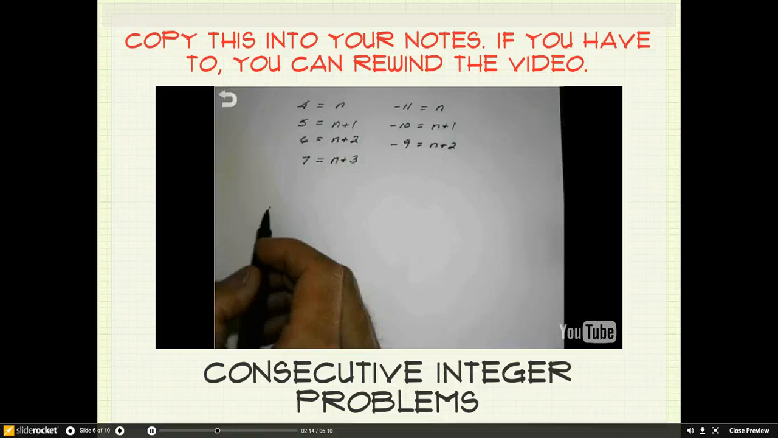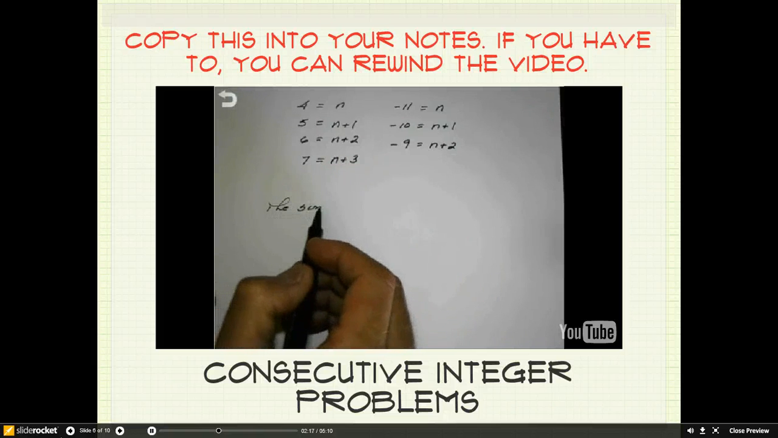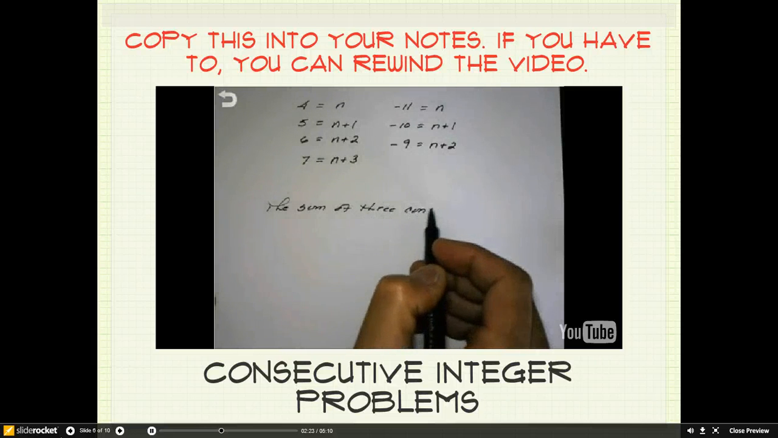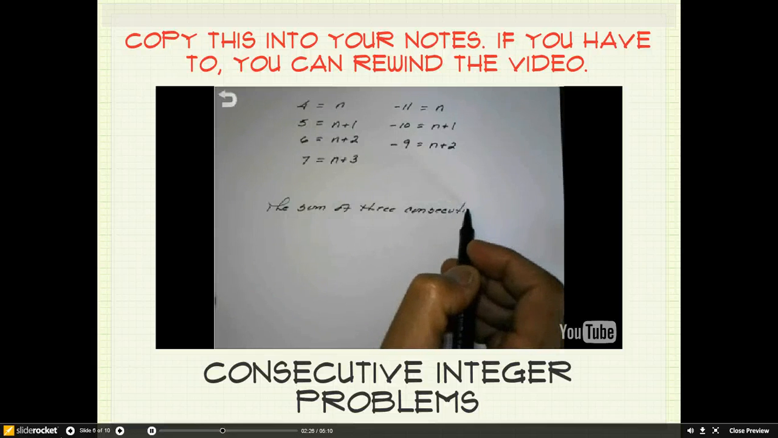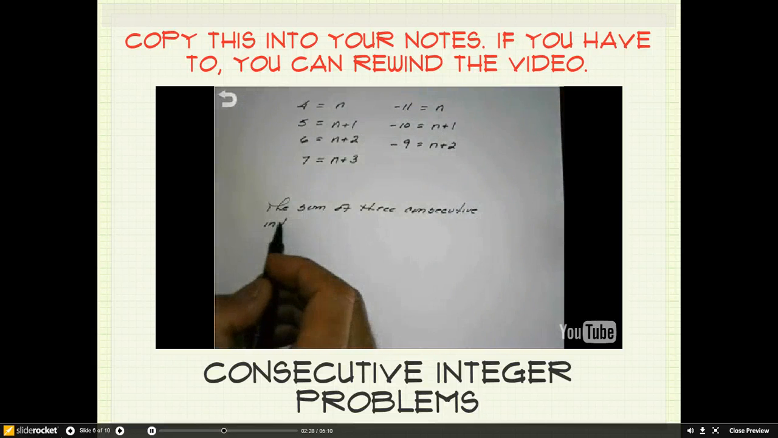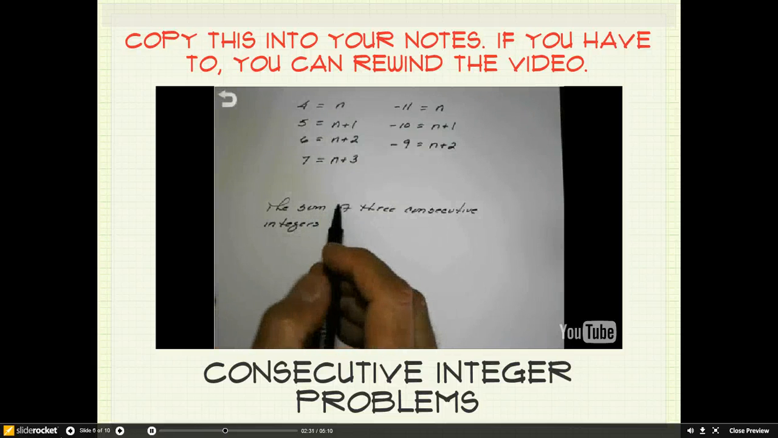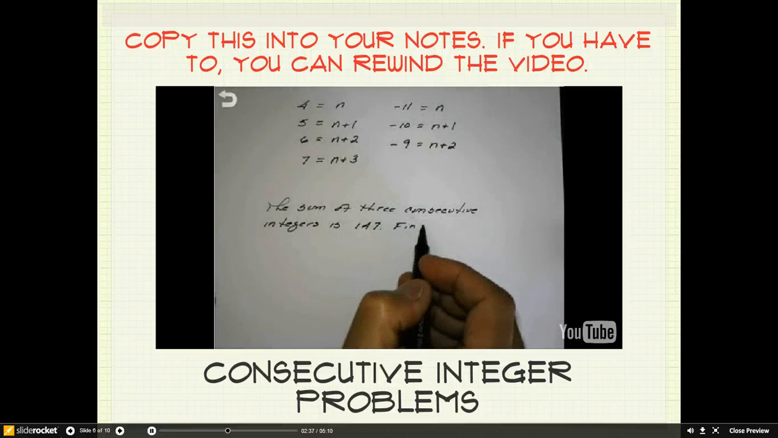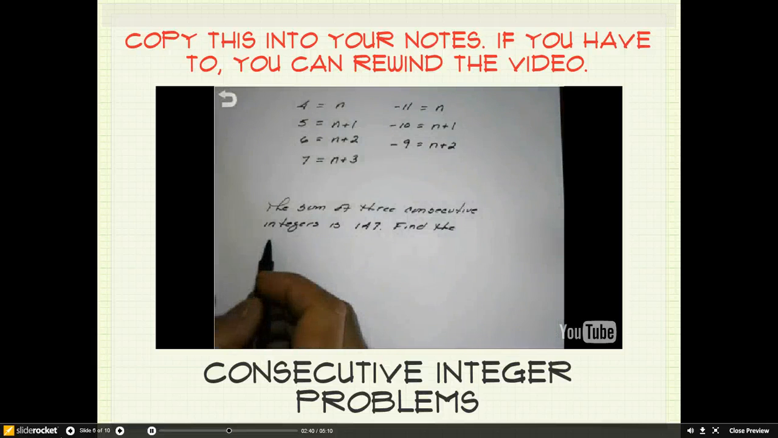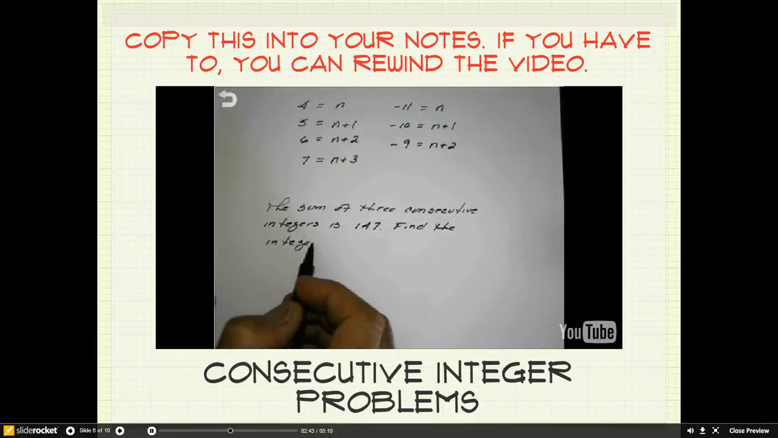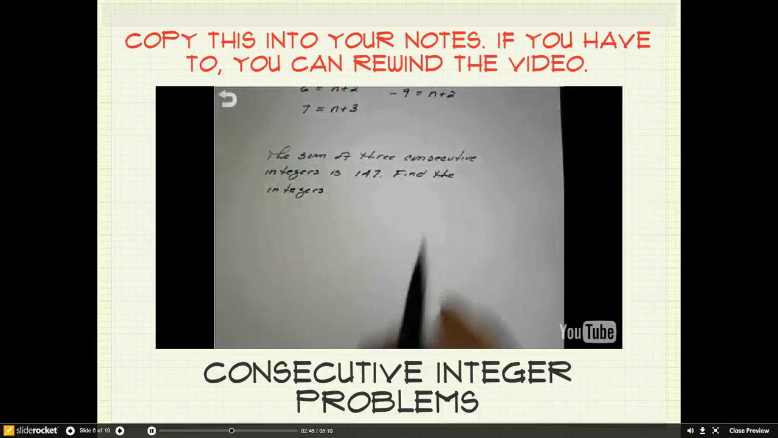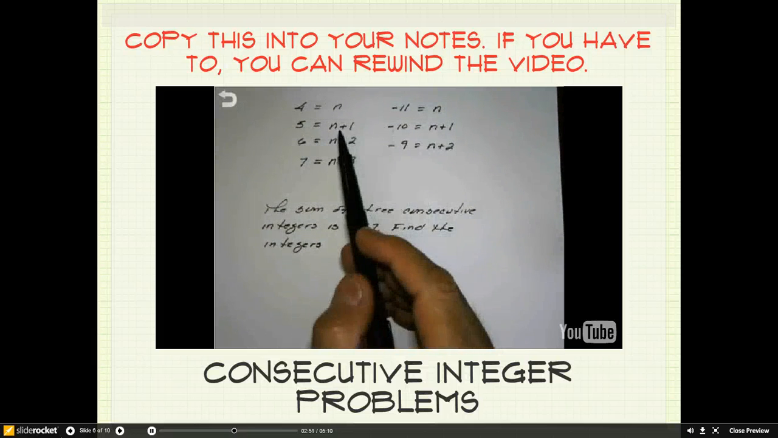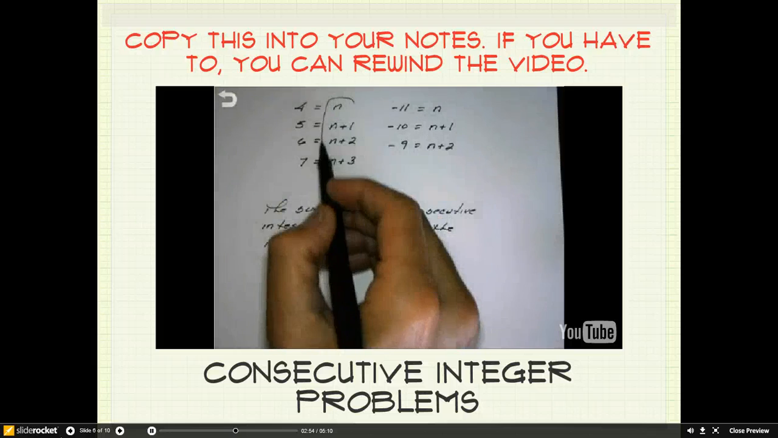The sum of 3 consecutive integers is 147. Find the integers. Well, you can see in this, I'm not given what the numbers are, but I can go back to this logic, and I can identify the numbers with variables like that.